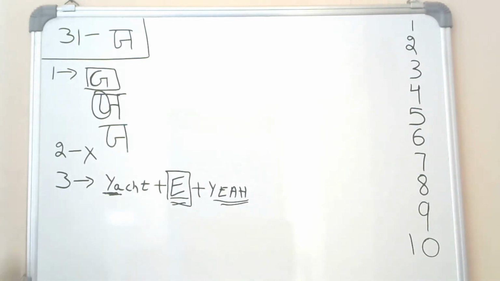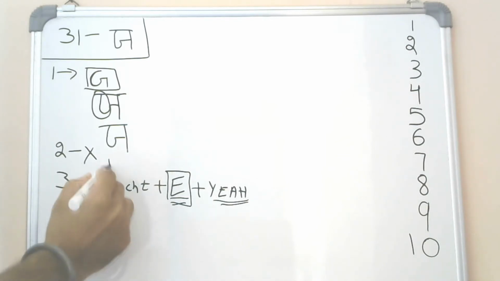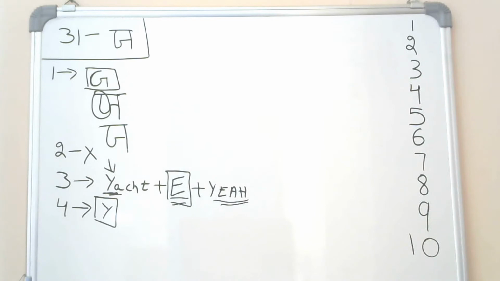Fourth step is sound of the letter. The sound of the letter will be y, like we have it here. Like we pronounce Y in yacht, that y sound should come here. It is the sound of the letter.